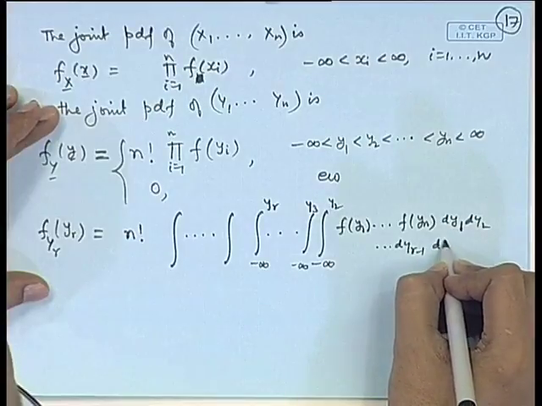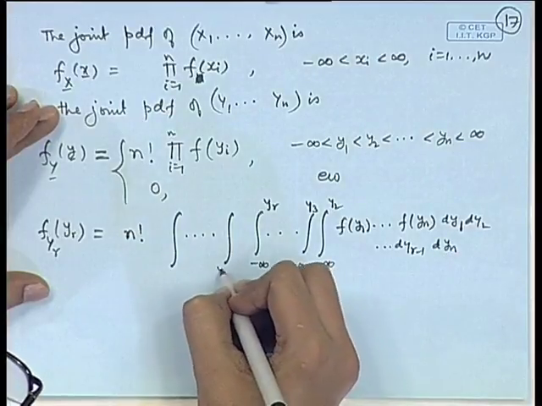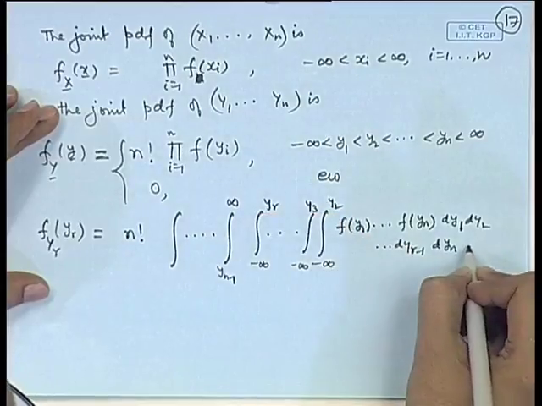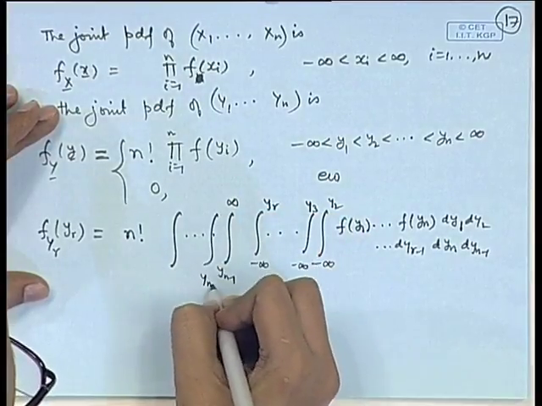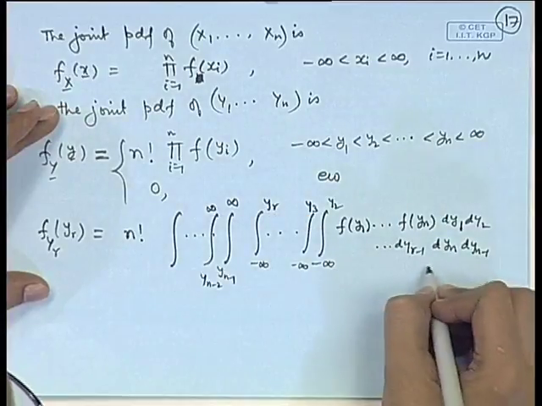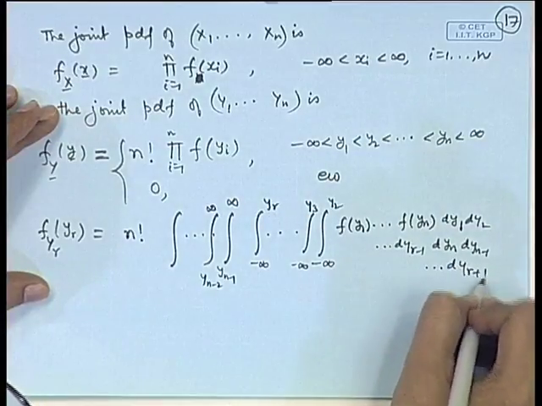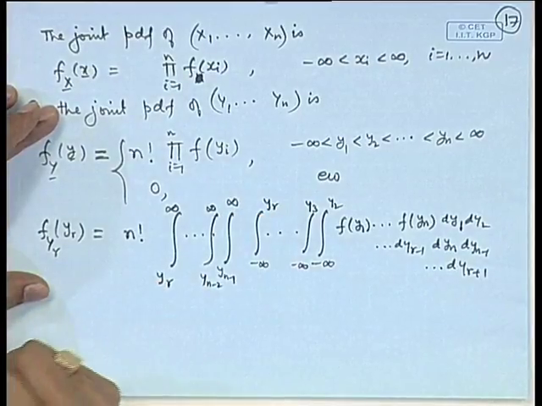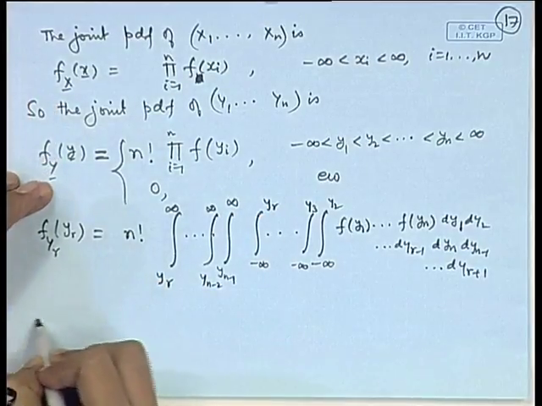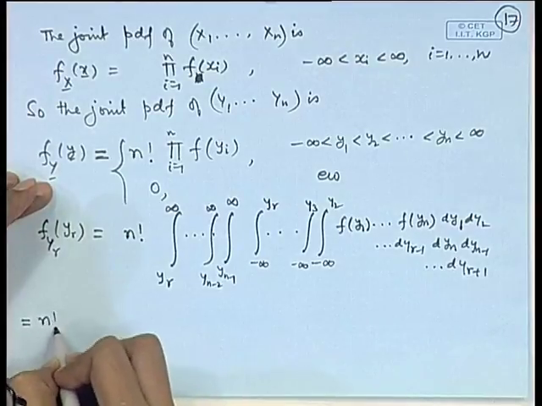Then we can integrate y n from y n minus 1 to infinity, y n minus 1 from y n minus 2 to infinity and so on. d y r plus 1 will be from y r to infinity. So, let us look at the evaluation here.